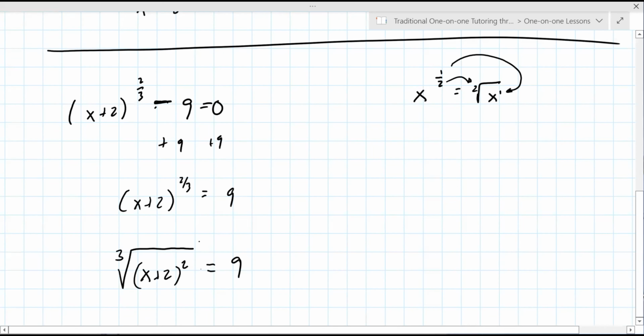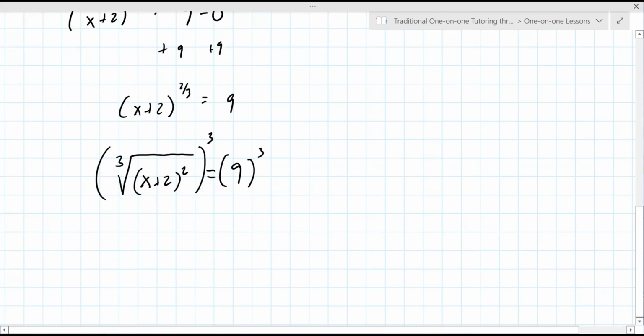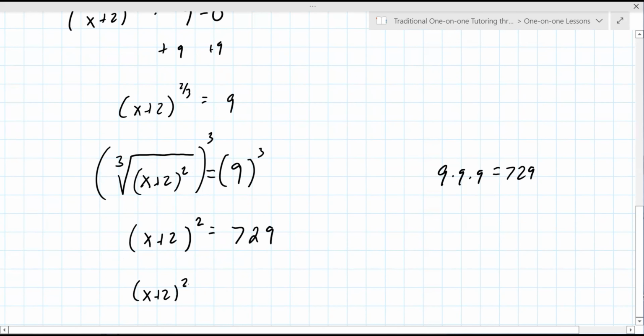So in our problem, to undo the cube, we use the power of 3. So 9 to the power of 3, 9 times 9 times 9. Maybe you know that's 729. Maybe you have a calculator. But on the left here, x plus 2 squared equals 729. How do you undo a square? This time, though, you have to use a square root. When you use a square root, it's plus or minus the square root of 729.